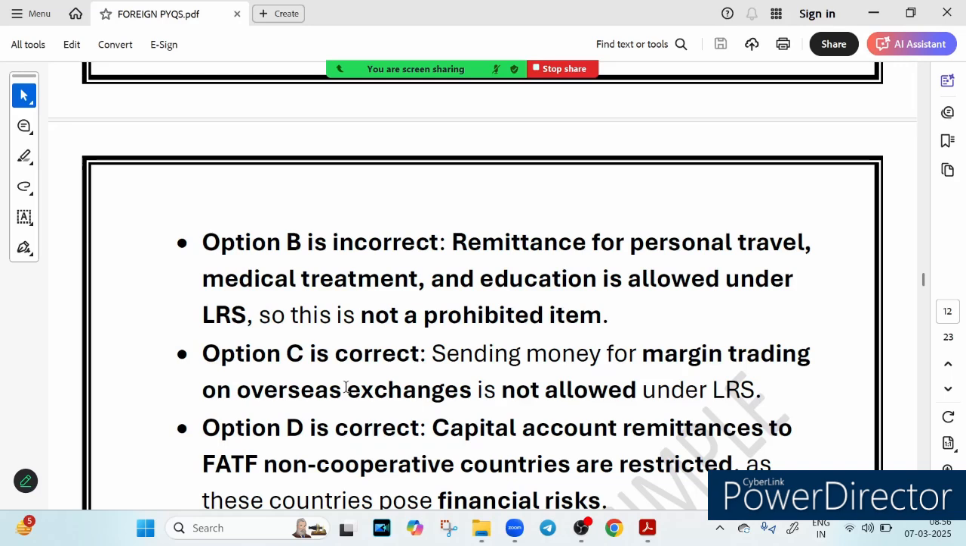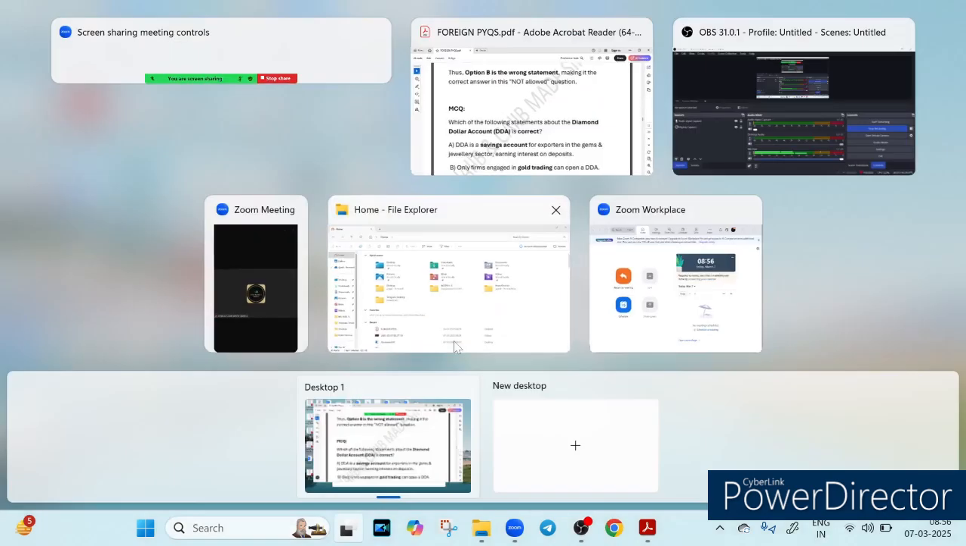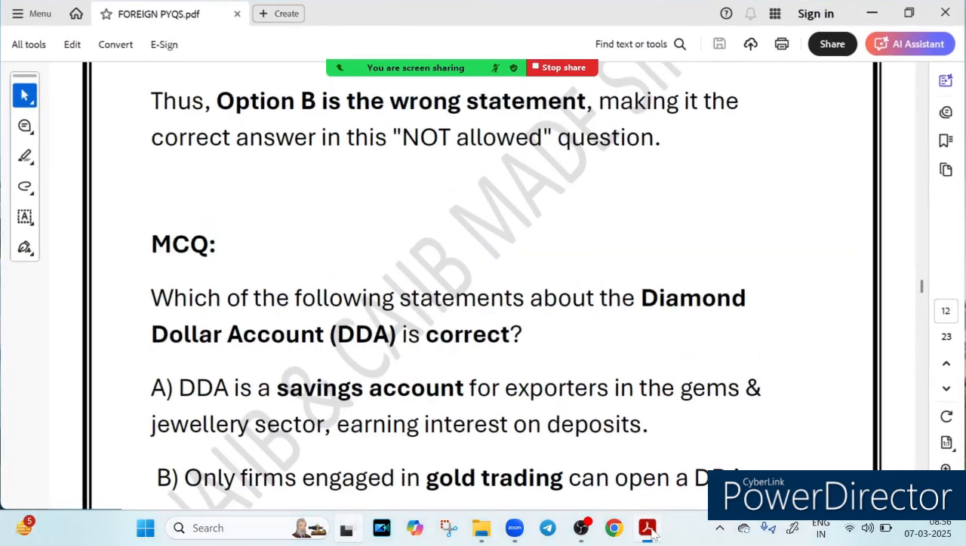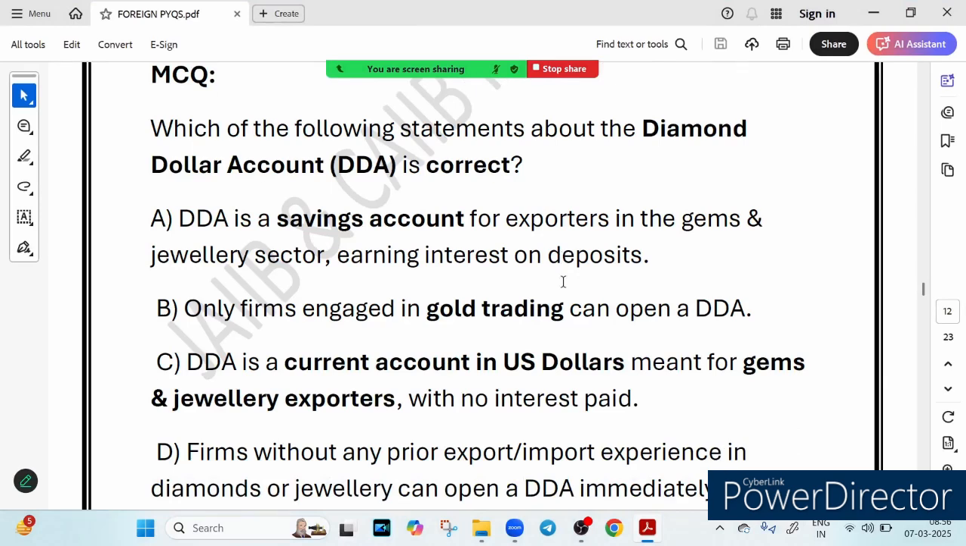So we must always check RBI guidelines before making an international remittance. That's the point. Now let's see the next question. Which of the following statements about DDA is correct? DDA, Diamond Dollar Account. That is the point.